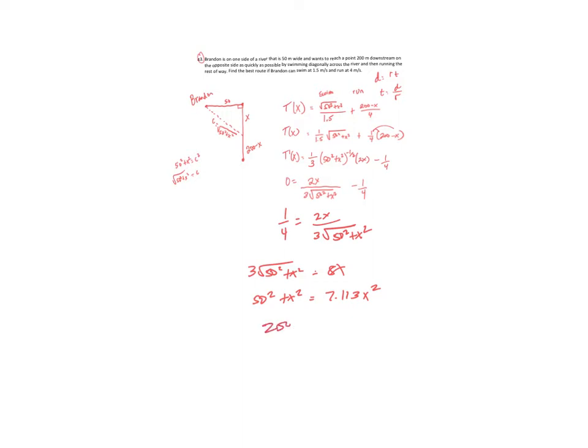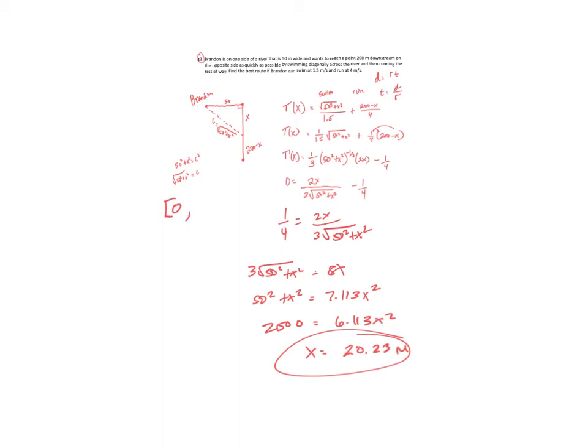I have 2500 equals 6.113x squared. Divide by 6.113 and take the square root, and x comes out to be 20.23 meters. So that's our critical point. Now, the other values, the interval that we would come up with, the domain restriction, well, x could be 0, right? Because Brandon could swim directly across the river horizontally.